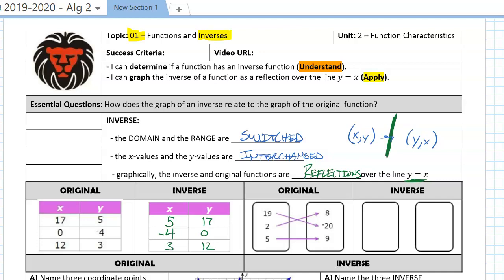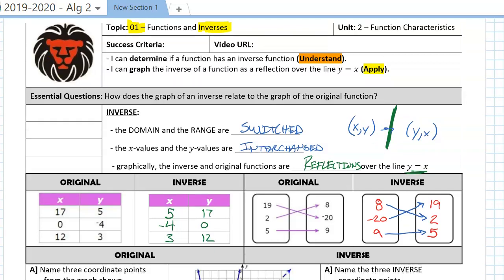Same thing with the mapping diagram. If my original mapping diagram looks like this, the inverse, we would simply swap the bubbles. 8, -20, and 9 would be on the left, and 19, 2, and 5 would be on the right, and then I would simply match up the arrows like I had before. -20 goes to 19, 8 goes to 2, and 9 goes to 5. Not so bad.